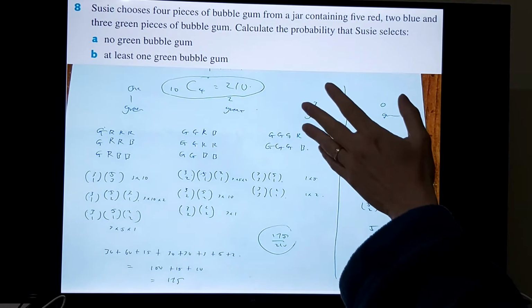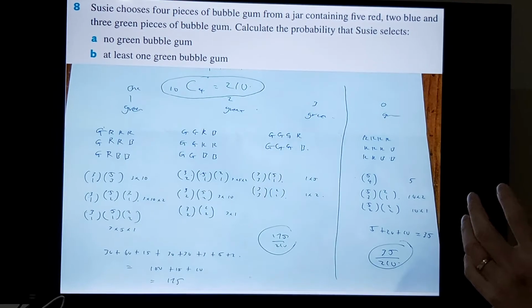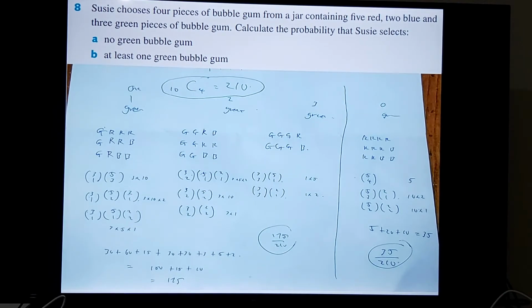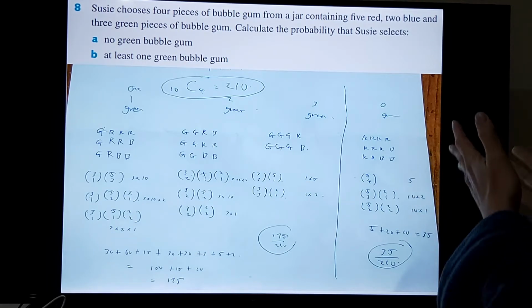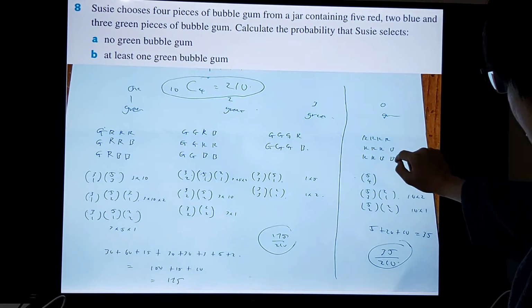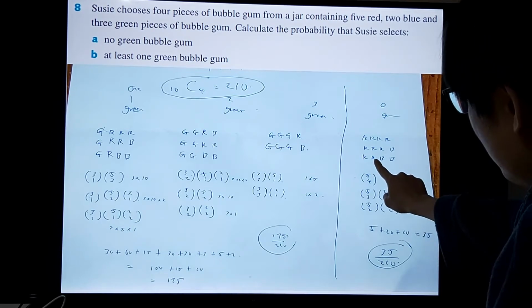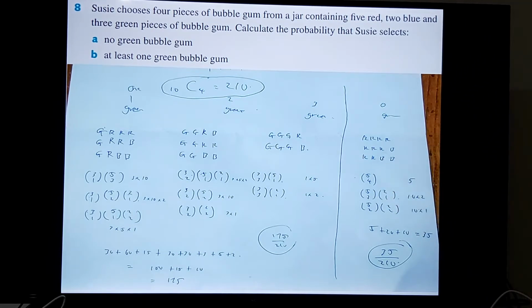So for A, what is the probability that no green bubble gum will be chosen at all? Okay, totally no green, 0 green. So what are the possible combinations of totally no green? Right, there are 3. All 4 of them are red, or 3 red, 1 blue, or 2 red, 2 blue. These are the only 3 possible combinations of totally no green.